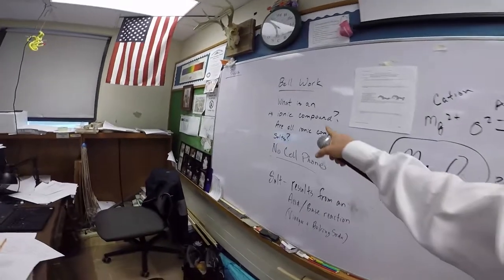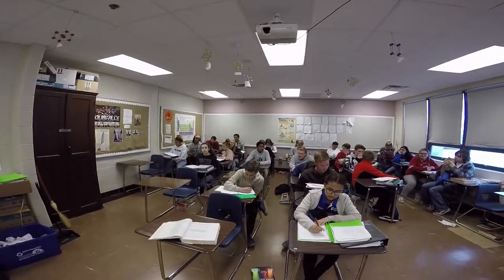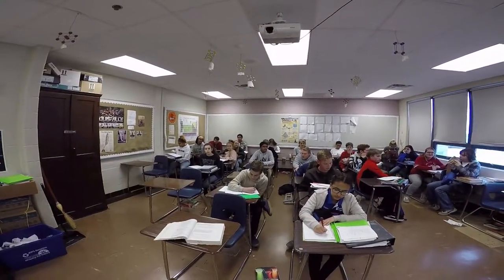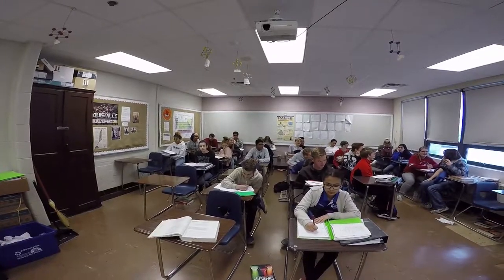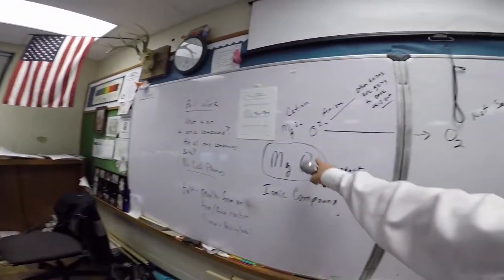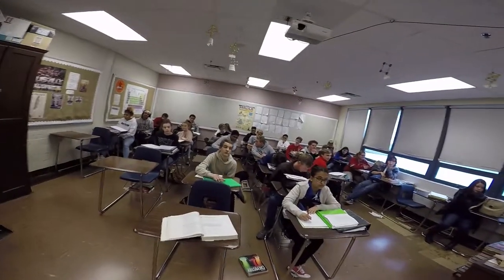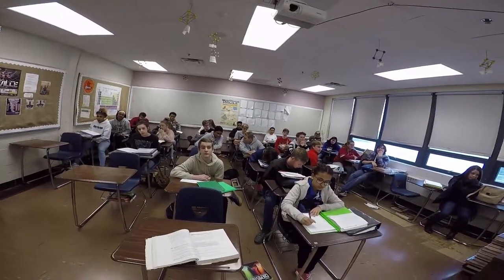Ionic compound. So, Lily, you have two types of ions. What are the two types of ions? Positive and negative. Summer? Cation. Right, they're up here on the board. Here's the cation. Here's the anion. So what goes first, the cation or the anion? Why?